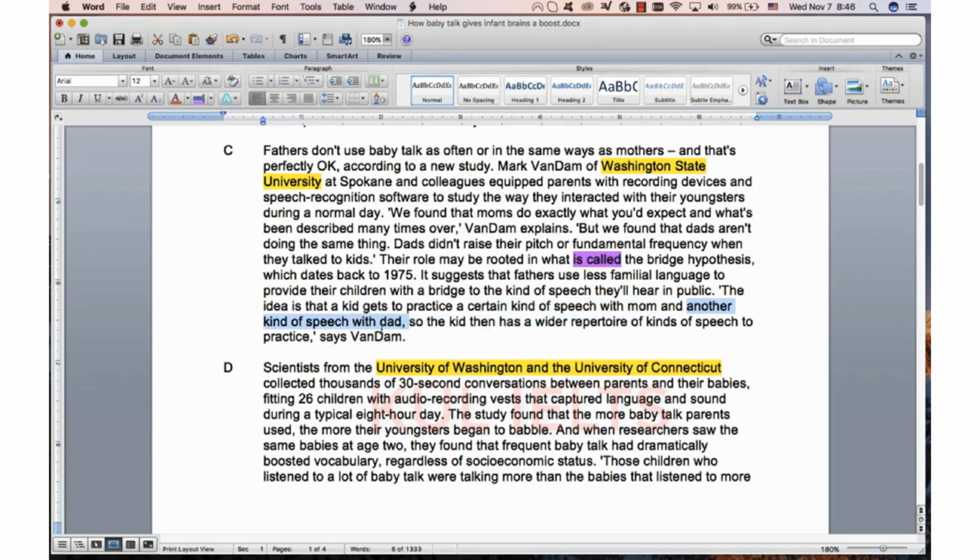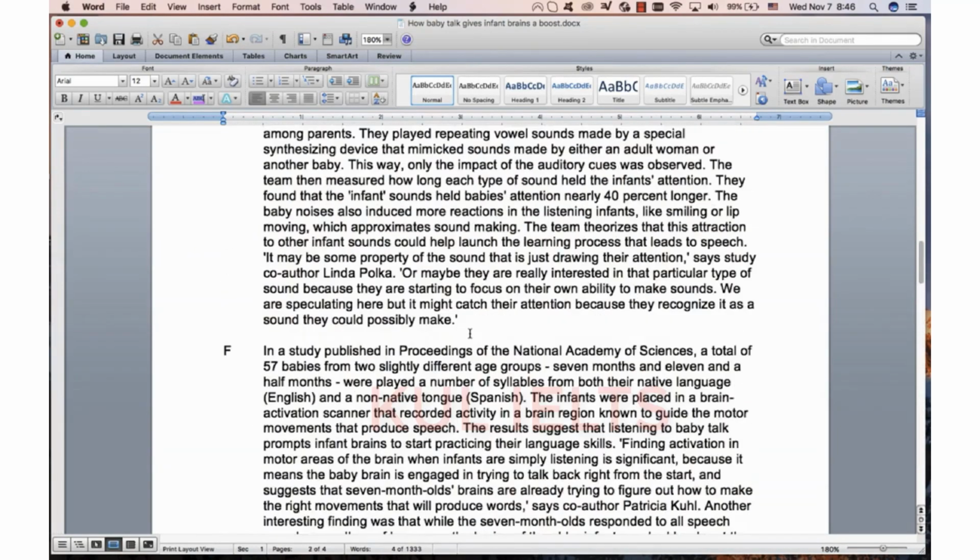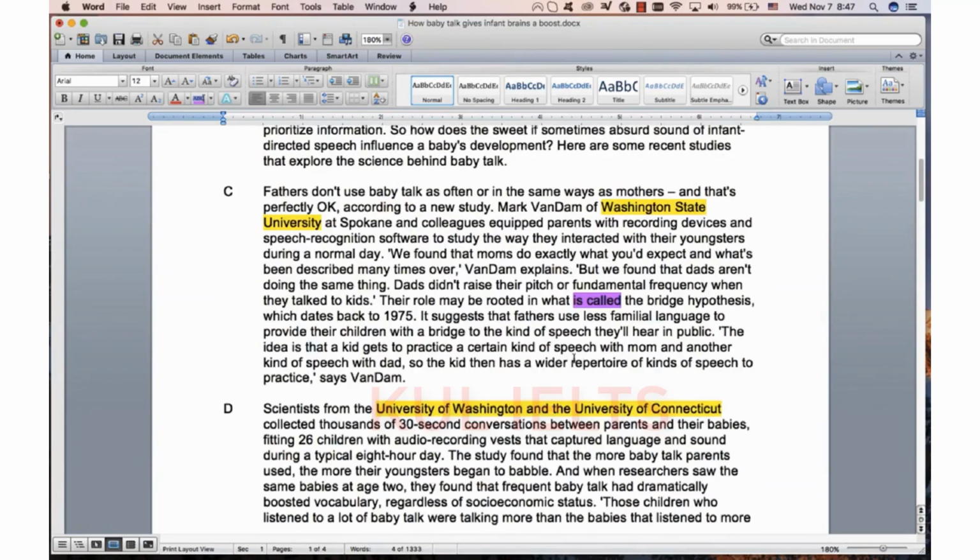So that's one parent and another parent. Can you see something about expands? Expands means to get bigger, to make it bigger. The only thing we can really see is it's wider, bigger, expands, close enough. But another big help is of kinds of speech, is right there, of types of speech. So expands, something of types of speech. Even if you don't know what the word means, you can guess that it's going to be that one.